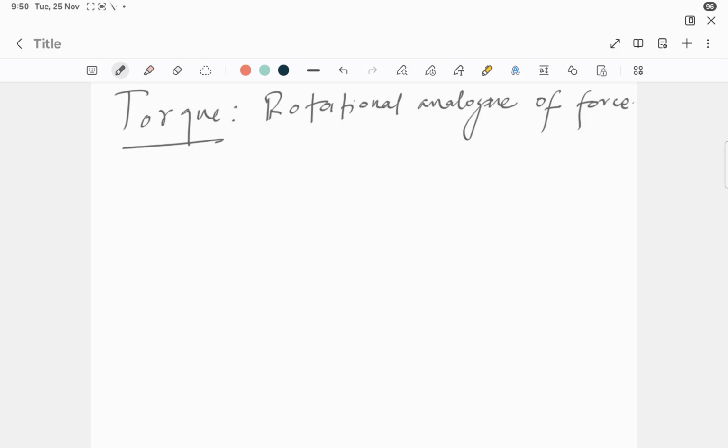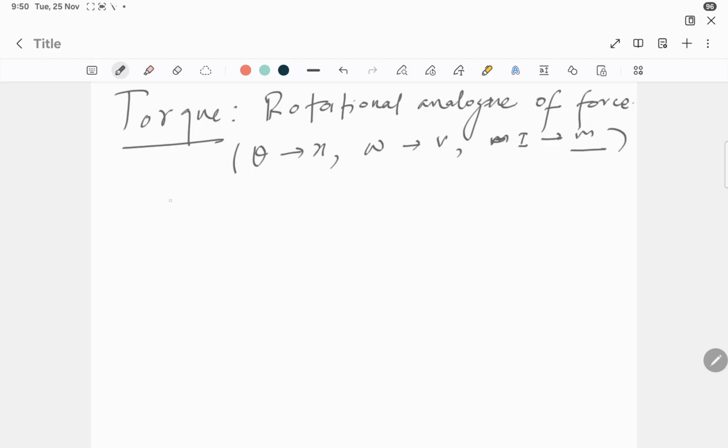For example, corresponding to linear displacement x, we have angular displacement theta. Similarly, angular velocity corresponds to velocity. Similarly, moment of inertia corresponds to mass. So there are several analogies between linear and angular variables. In that continuation, torque is another example.